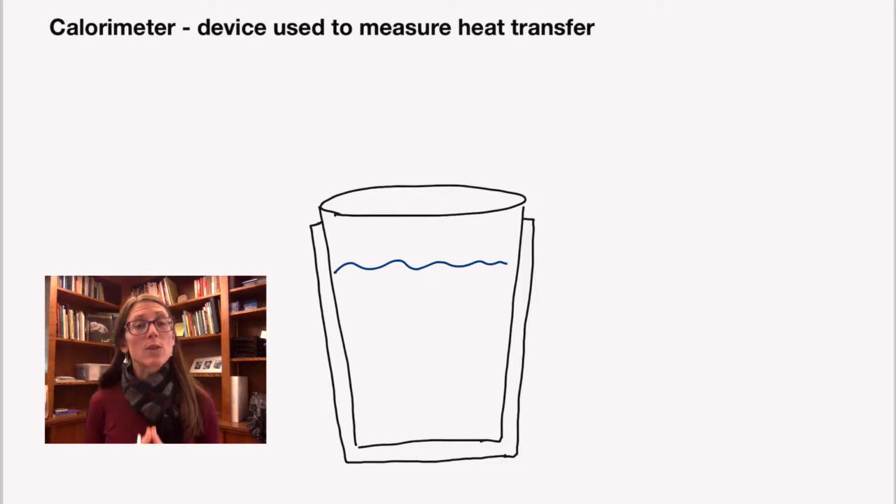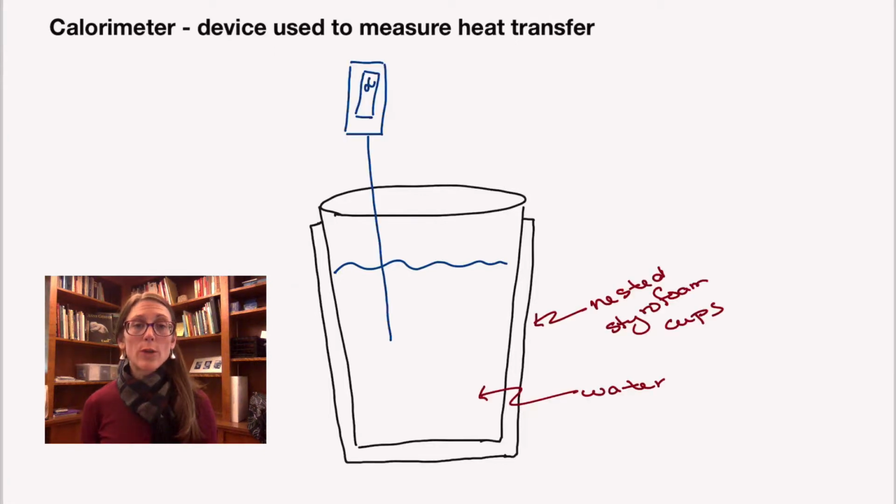And the one we used is a coffee cup calorimeter, which consists of two nested styrofoam cups full of water and a thermometer to measure temperature. The styrofoam cups ensured that all the heat that was lost by the metal went into the water and didn't go into the air. That way we could measure the amount of heat that was transferred from the metal to the water. The thermometer, of course, is how we're going to figure out what those temperature changes are. So this is the calorimeter, cups with water and a thermometer.